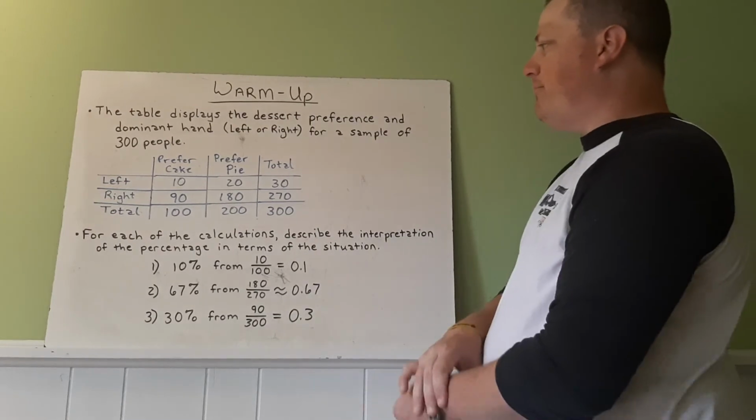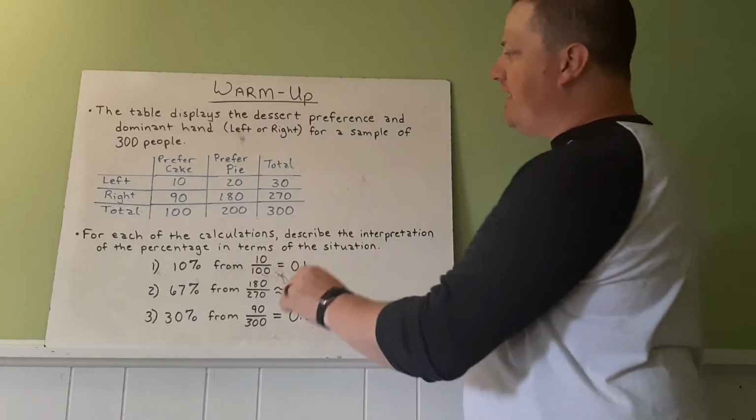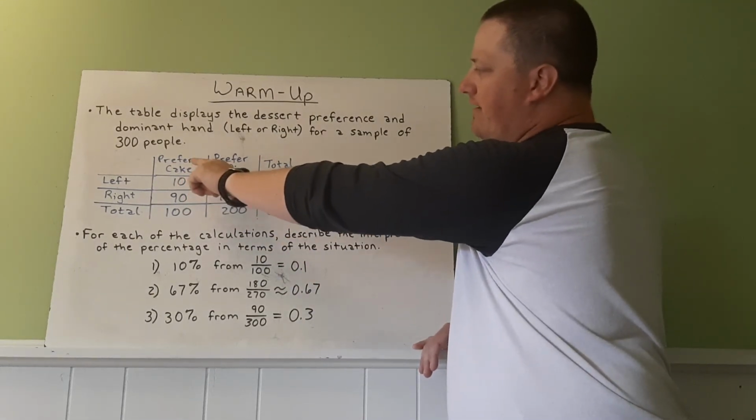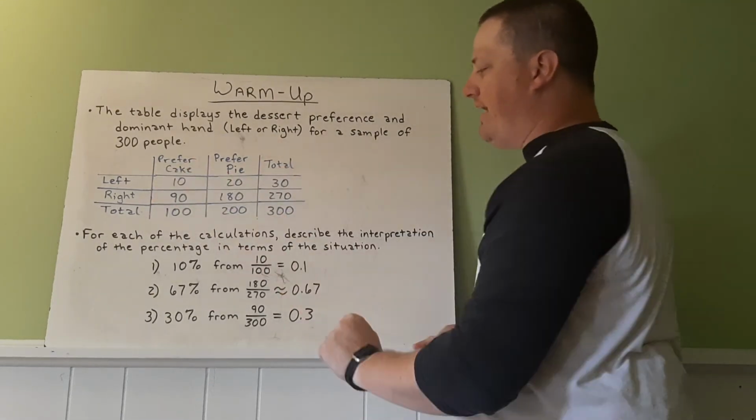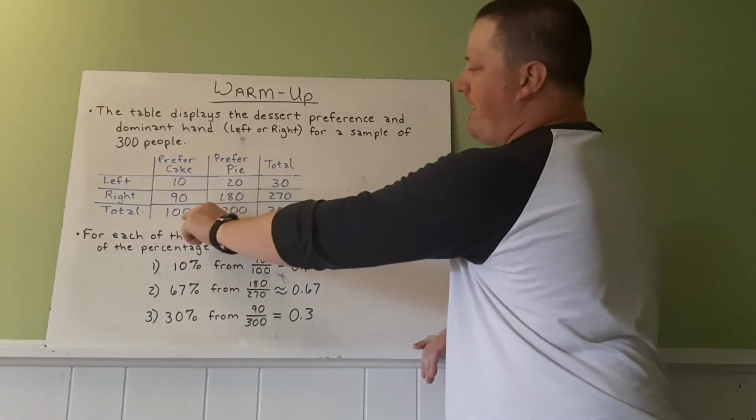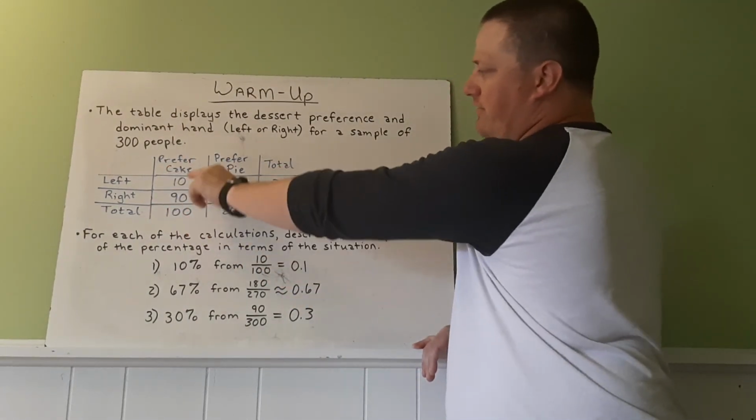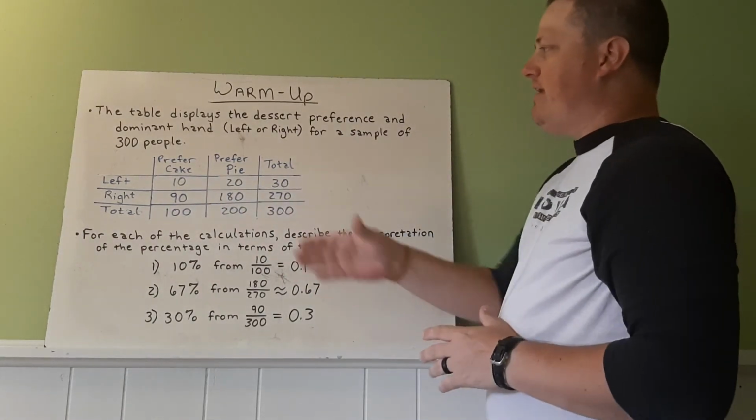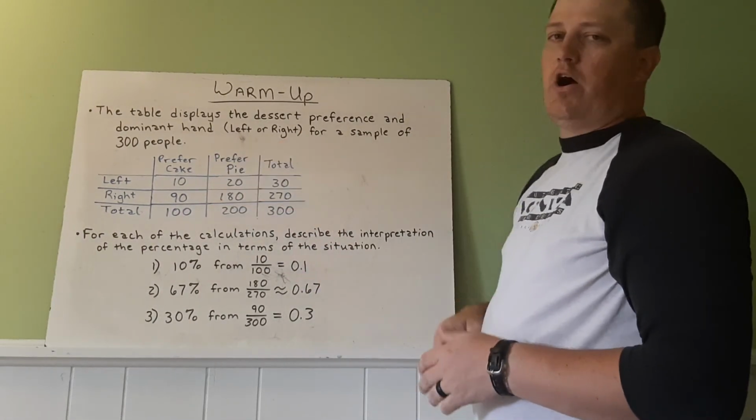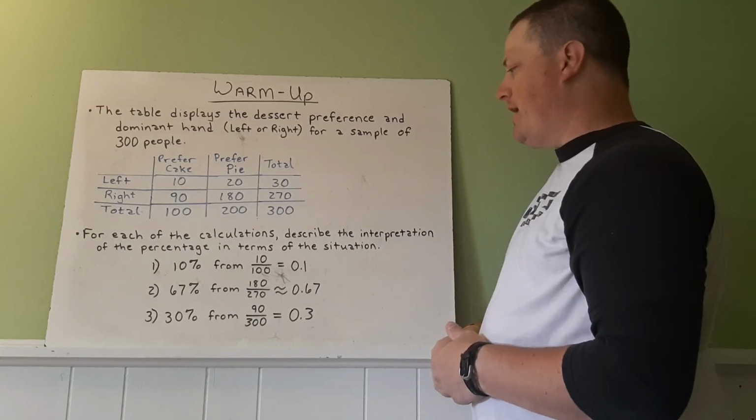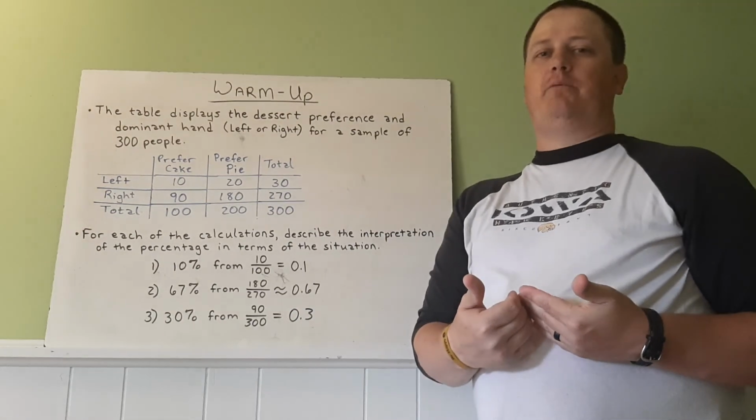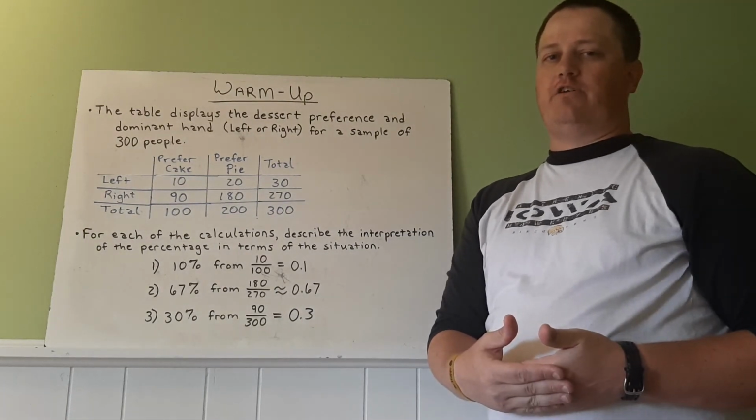So for example, this 10 is 10% of the cake preference are left-handed. So the 10 goes with left, the 100 is the total, and it's talking about cake, so it's 10 out of 100. So 10% of cake people are left-handed. All right, so you guys try and figure out the other two. Bring that work to class tomorrow, and then that's going to start our discussion. Thanks.